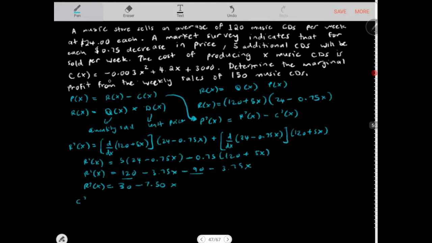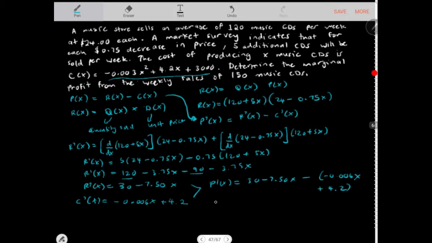Your cost function is given right here. So for the marginal cost function, C'(x), I'm just going to take the derivative of that using the power rule. You get negative 0.006x, which is 2 times negative 0.003, subtracting 1 from the power, plus 4.2. So you can see that the marginal profit function is marginal revenue minus marginal cost. So we get 30 minus 7.50x minus negative 0.006x plus 4.2. I kind of ran out of space there.